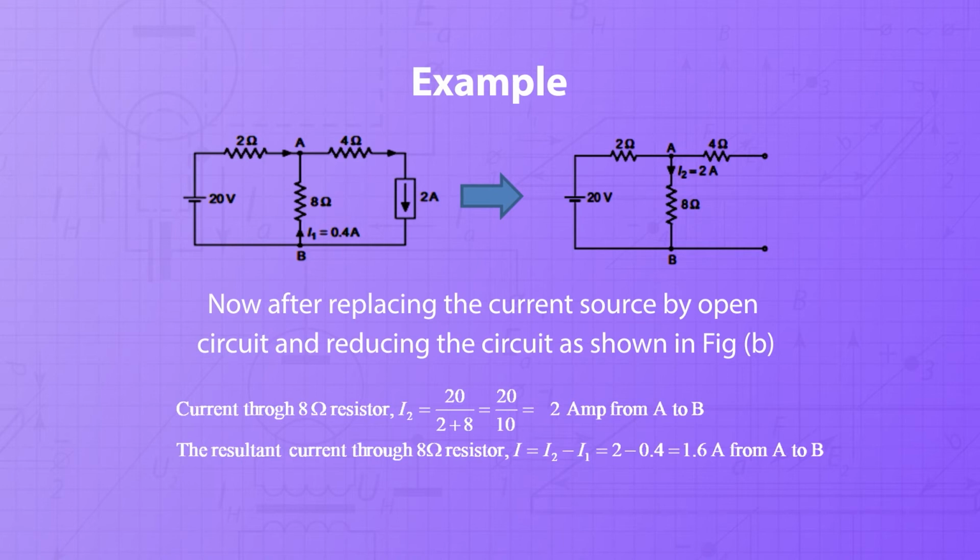So what will be the resultant current in branch AB? It will be the algebraic sum of the currents when you are considering one source at a time. So the resultant current in the 8 ohm resistor can be written as I equal to I2 minus I1. And what is the value of I2? Value of I2 is 2 and value of I1 is 0.4. So it comes to 1.6 ampere. So direction of the current is what? From A to B. So this is how you can apply the superposition theorem in any circuit when two or more types of sources are working in the circuit.